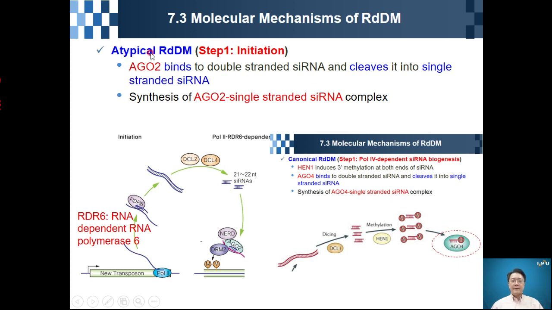Okay, how about in atypical RdDM? In atypical RdDM, AGO2 binds to the double-stranded siRNA and cleaves it into single-stranded siRNA. After that, they synthesize the AGO2 single-stranded siRNA complex. In canonical RdDM, HEN1 induces the 3' methylation at both ends of siRNA, but in atypical RdDM, there is no HEN1 procedure. Only AGO2 binds to the double-stranded siRNA and cleaves it into single-stranded siRNA. After that, the AGO2 and single-stranded siRNA complex is synthesized. So this is step 1, the initiation step.